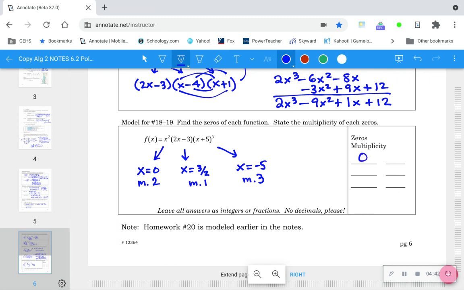So we had an answer of 0, and its multiplicity was 2. We had an answer of 3/2, which only showed up once. And we have an answer of negative 5, and that one shows up 3 times. So there's the multiplicities that go along with the answers. And that does it for the 6.2 notes.